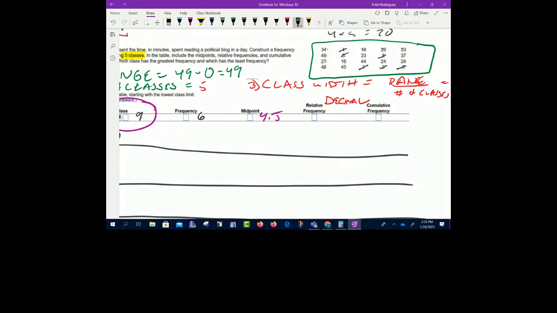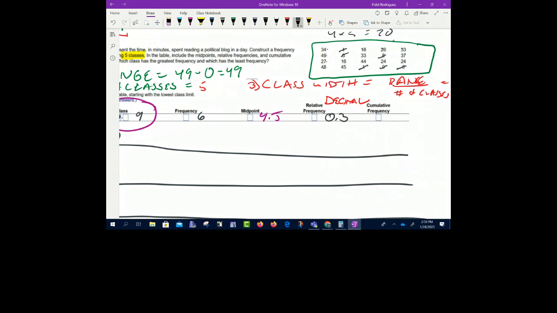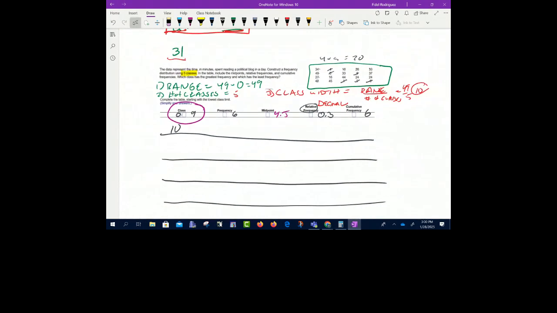Y'all, the way we find the relative frequency, we take our calculator, we said, look, let's take 6 and divide it by the total, which was 20. That's going to be 0.3. That's why I wrote right here that my relative frequency, y'all, is always going to be a decimal. Okay, the cumulative frequency. So far, how many numbers did we scratch out? 6.